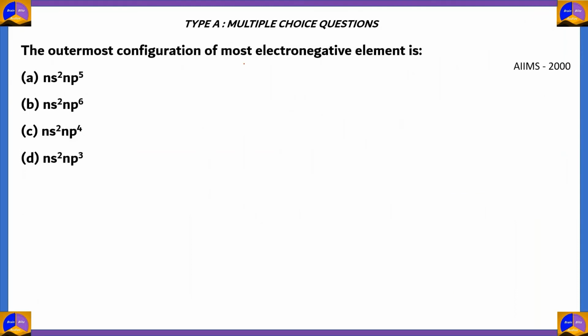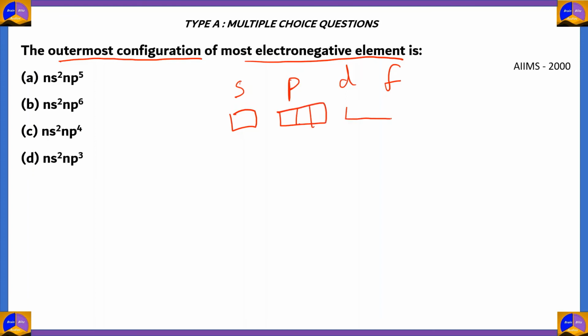Now our next question. The outermost configuration of most electronegative element is: Ns2Np5, Ns2Np6, Ns2Np4, or Ns2Np3. So how do we go about this question? So each subshell, S, P, D, and F, contain a different number of orbitals. S has 1, P has 3, D has 5, and F has 7.